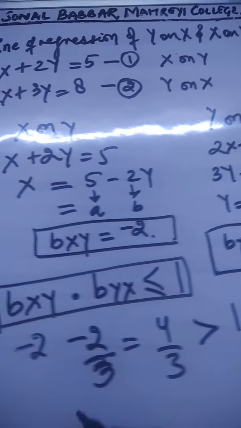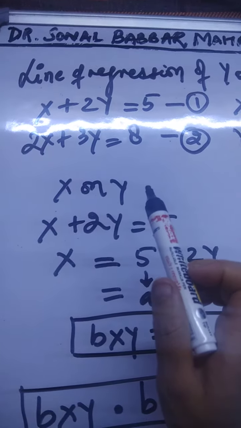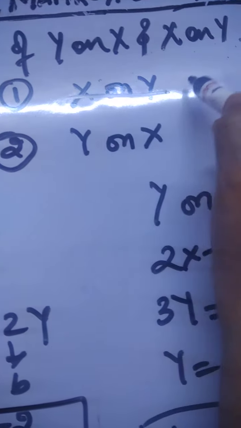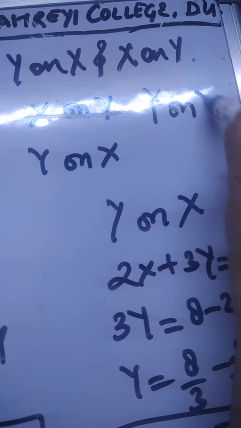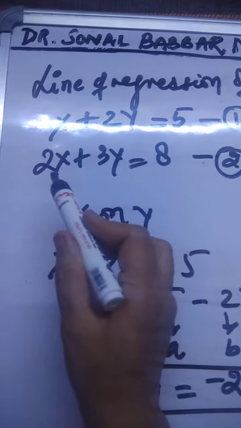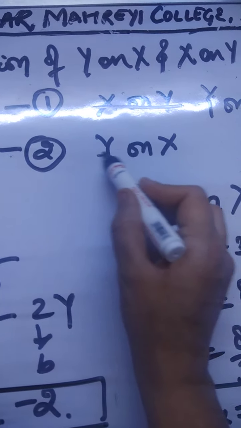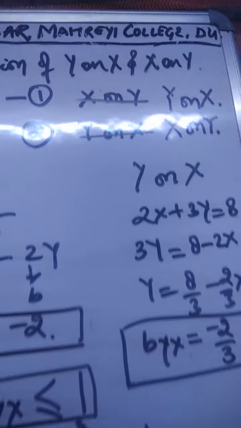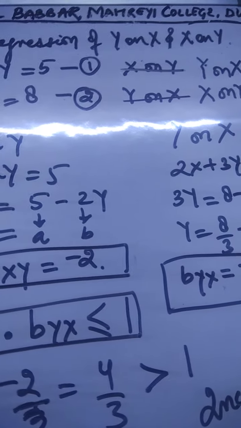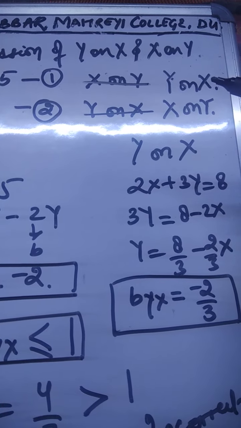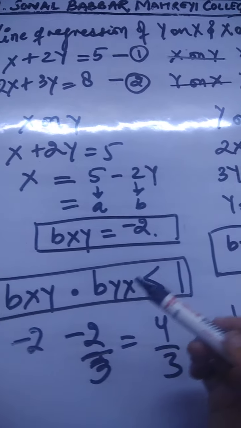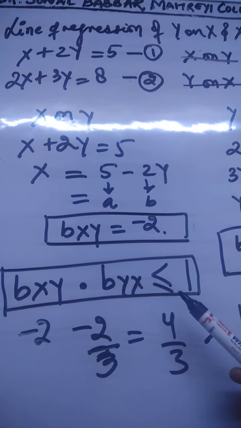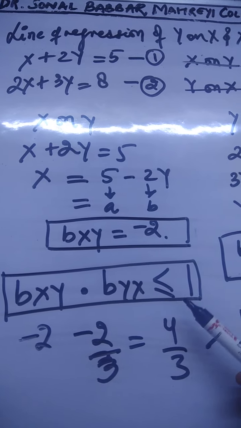Therefore, the correct answer is that the first equation is not x on y but y on x, and the second equation is not y on x but x on y. Okay. We can also verify this for these two equations. We can again compute bxy and byx and take their product. We must definitely get a value less than or equal to 1.